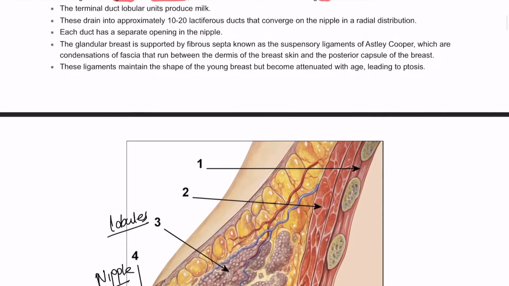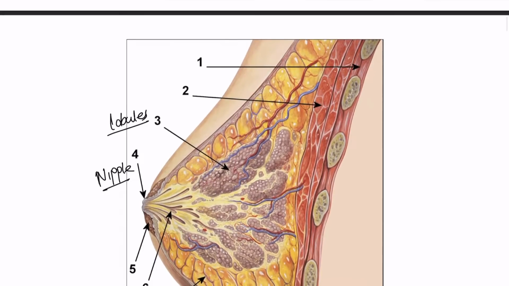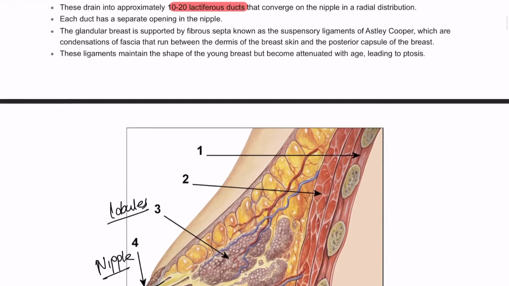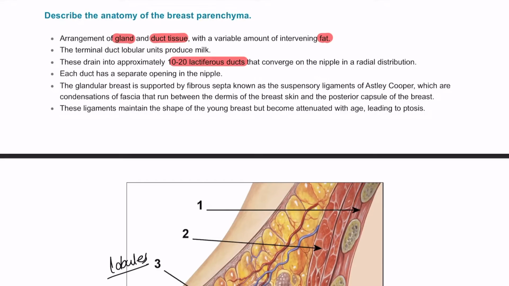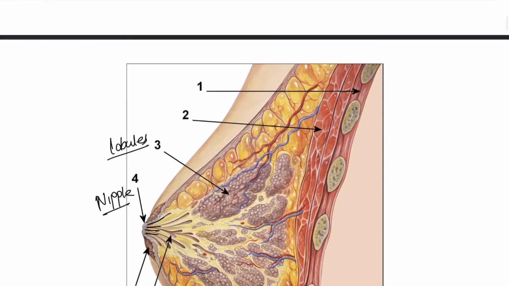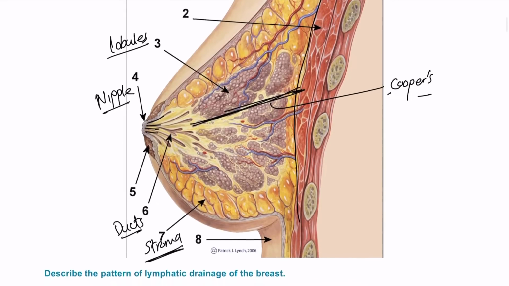The terminal ducts are usually from 10 to 20 lactiferous ducts, and they open separately on the skin. They don't unite into a single duct, so they usually open separately, as you can see in here. And the glandular breast is supported by lots of fibrous septa in between, and these fibrous septa are usually attached to a fascia in here as well, and these are called the Cooper's ligament. All right, the Cooper's ligament. So this is just very quickly the basic anatomy of the breast.